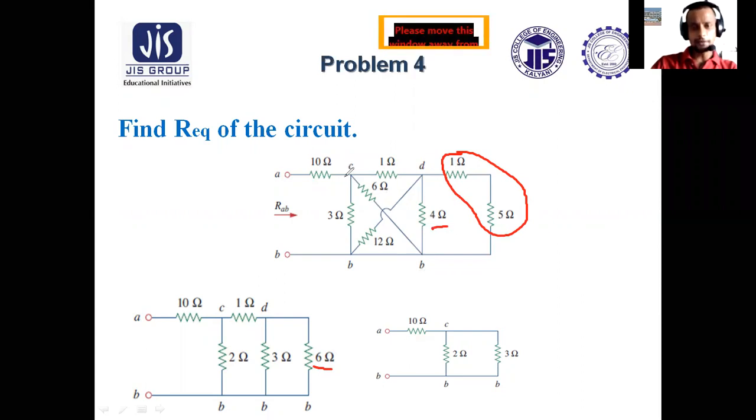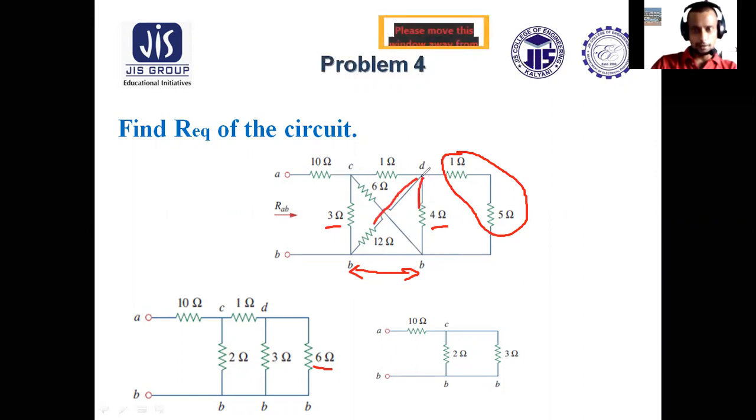Now, in between C and B, there is 3 ohm. In between C and B, these two are the same points. In between C and B, there is another 6 ohm. In between D and B, there is 12 ohm. So what can we conclude here? In between D and B, there is one 12 ohm and one 4 ohm.